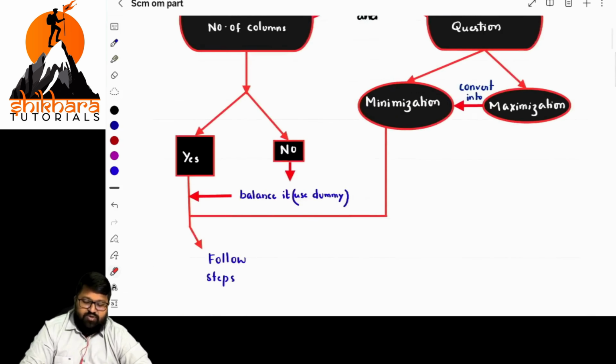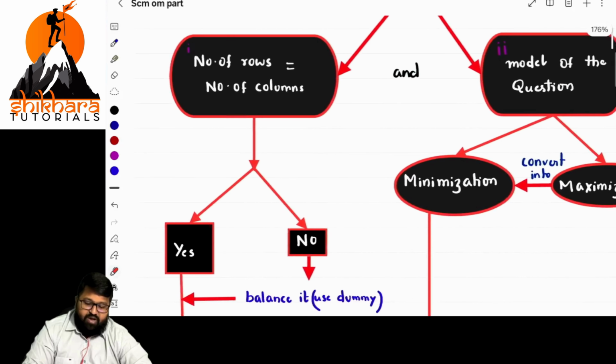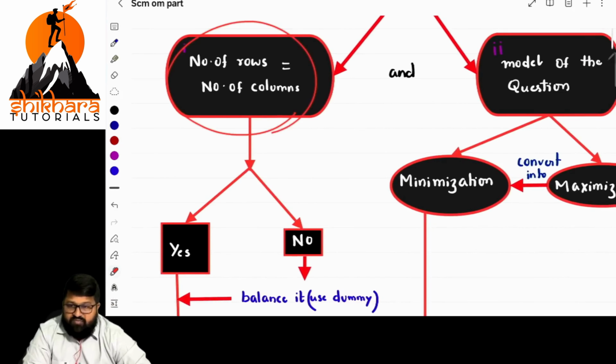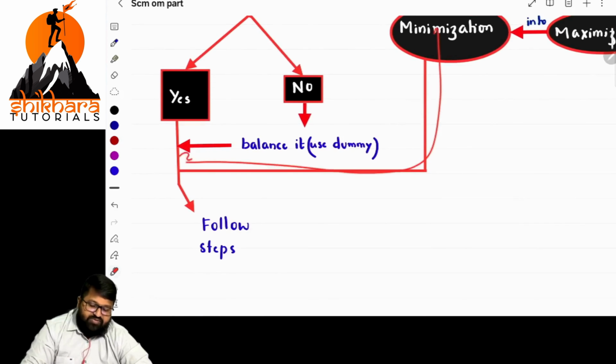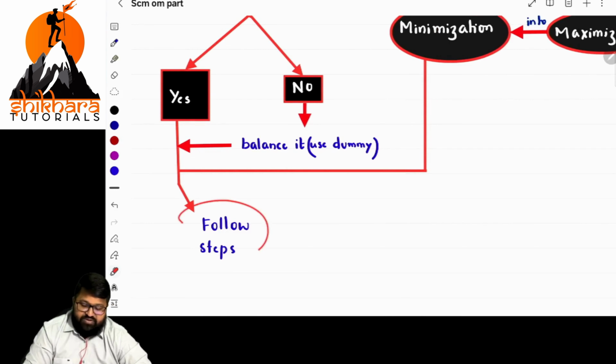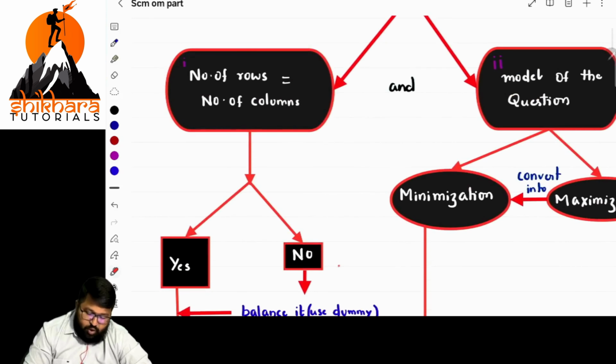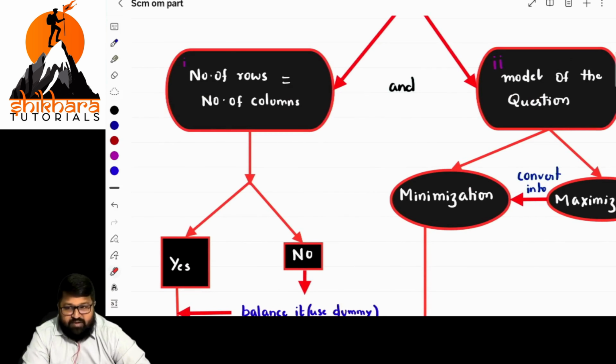So if it is minimization model, no issues, you can proceed. So let us go to the first step. What is the first step heading, ma? Number of rows equal to number of columns. If it is yes, what do you have to do, ma? Check other part, whether to minimize the amount. If both are done, then follow the steps. Sir, if it is no, then add dummy and balance it. Okay, add dummy and balance it, ma.